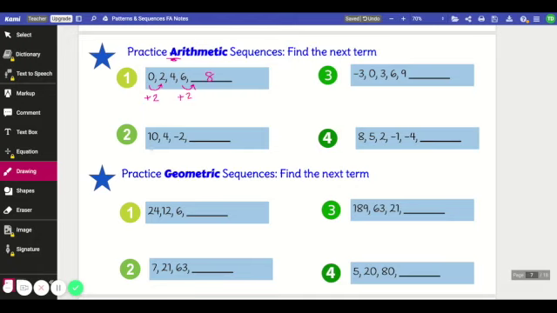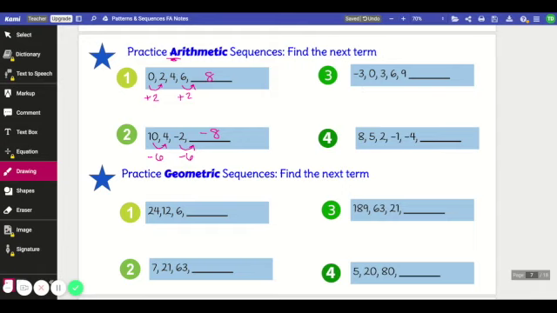Number 2. Okay, so my sequence here, 10, 4, negative 2, is getting smaller. So if I were to subtract 6 from 10, I would get 4. So I'm going to subtract 6 from negative 2, and that gives me negative 8.